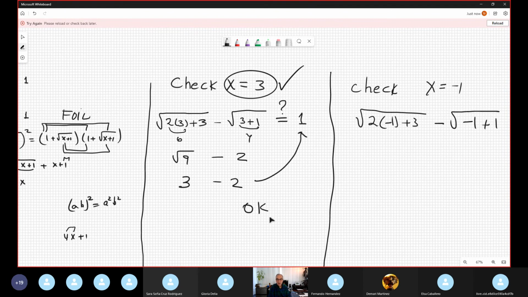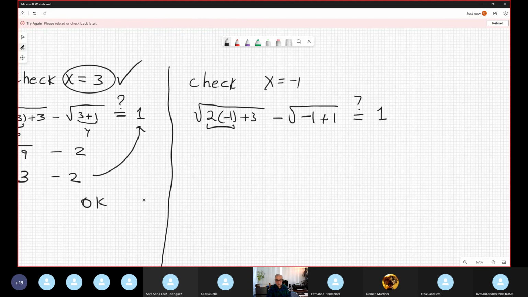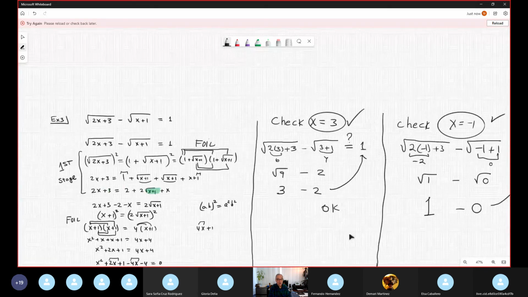Boom. A negative 1. Let's see what happened with negative 1. Multiply 2 times negative 1 is negative 2. And negative 2 plus 3 is 1. Positive 1. And square root of 1 is 1. Now here, negative 1 plus 1 is 0. And square root of 0 is obviously 0. And 1 minus 0 is 1. Okay, both are okay. Now the solution set for this radical equation is 3 and negative 1.